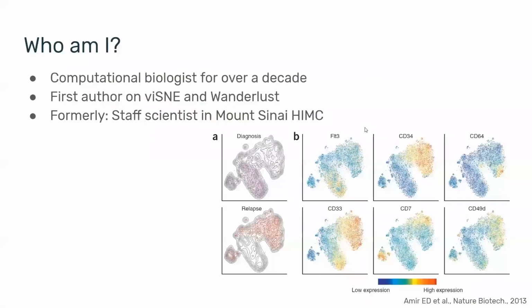So just a brief introduction to me. I've been a computational biologist for over a decade now and one of the first bioinformaticians to work on the CyTOF. I'm the first author on Viseney and Wanderlust, and I've been involved with several other methods. Formerly, I was a staff scientist at the Mount Sinai Human Immune Monitoring Center. All of which is to say that I have a lot of experience with analyzing single cell data, but in addition, I'm also experienced with taking these results and delivering them to bench scientists and immunologists.